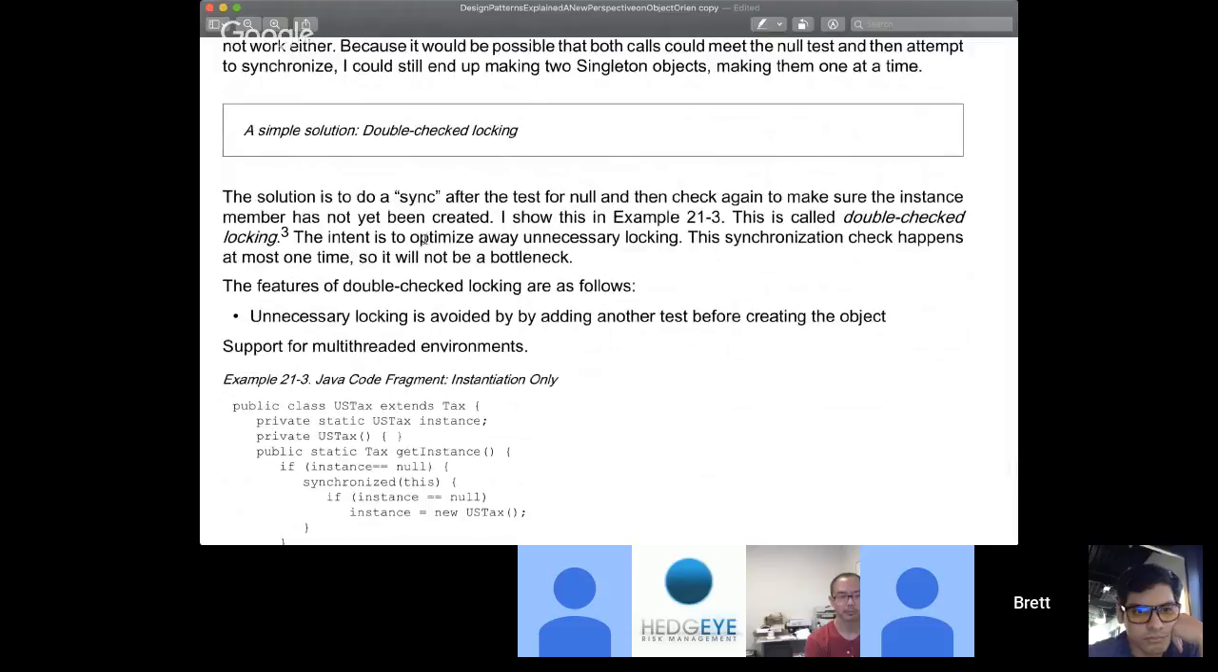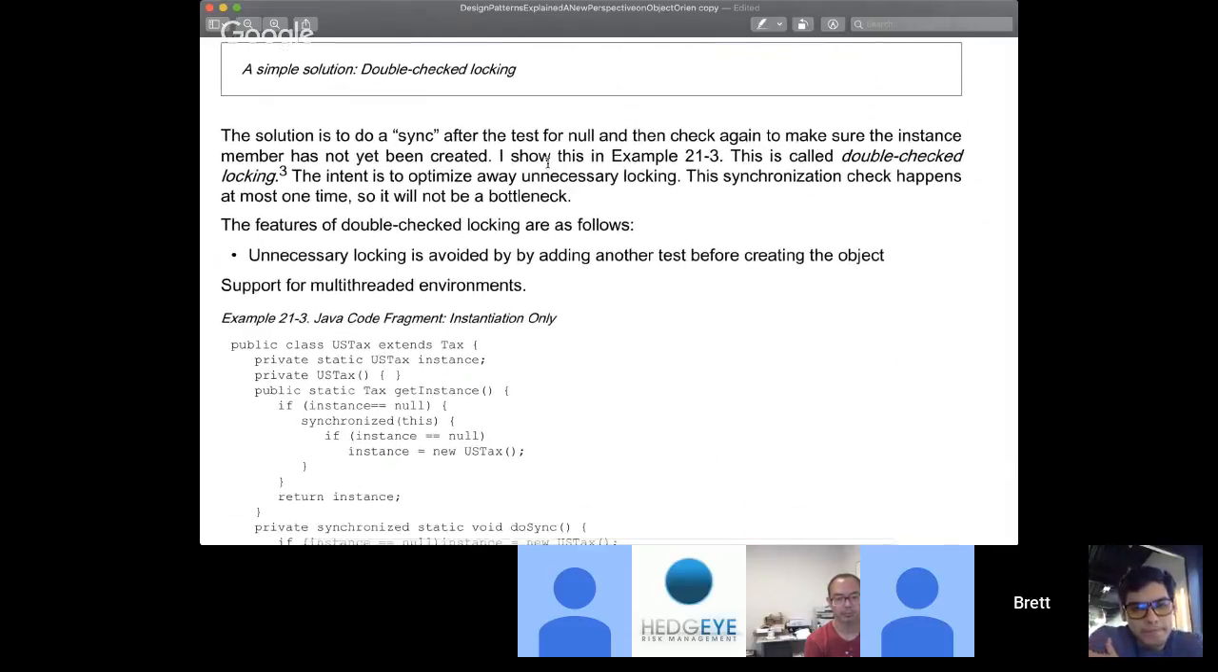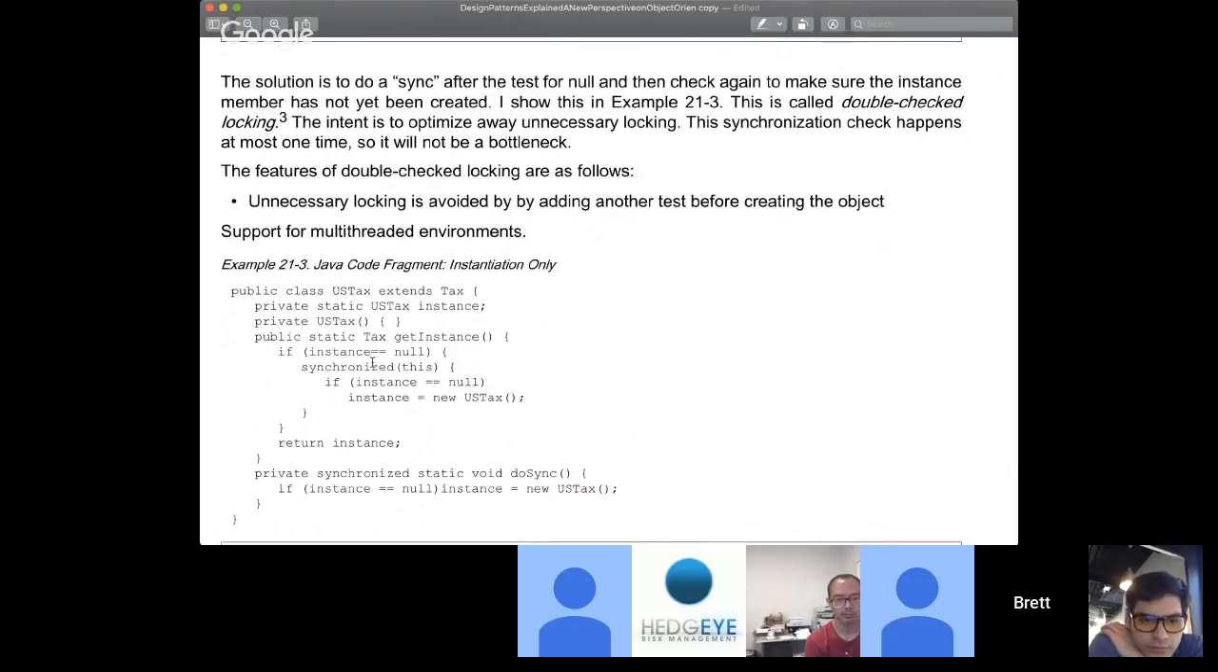The solution in some languages, at least some languages, is to do the sync after the test. That way the sync is only happening once. So basically it goes back to check to see if it's null. If it is null, create it and then return it. But instead of just doing that, synchronize just once and double check. I don't know if anyone has any questions, comments, or experience with that, but I think that probably makes sense. Pretty straightforward.